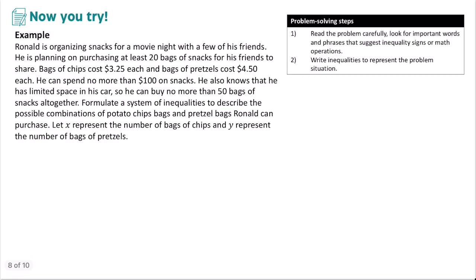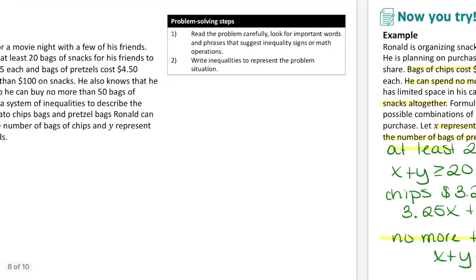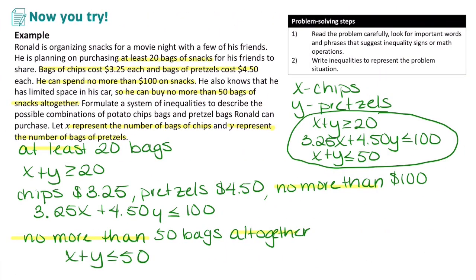Now you can go ahead and pause the video and try doing this example on your own. Okay, so in this problem, Ronald is being nice and buying snacks for his friends. We have some conditions going on with his snack buying. It says he has to buy at least 20 bags of snacks for his friends. So he's going to be buying some amount of chips, which is X, and some amount of pretzels, which is Y. Altogether, that's X plus Y, and at least means greater than or equal to, so X plus Y is greater than or equal to 20.